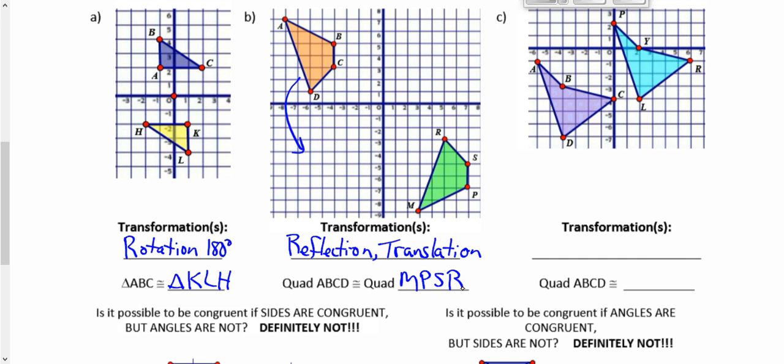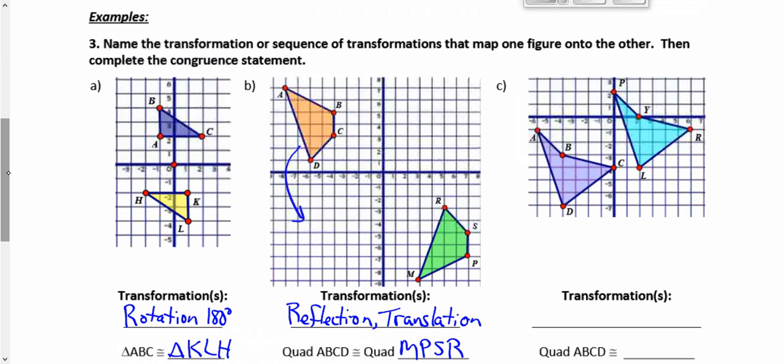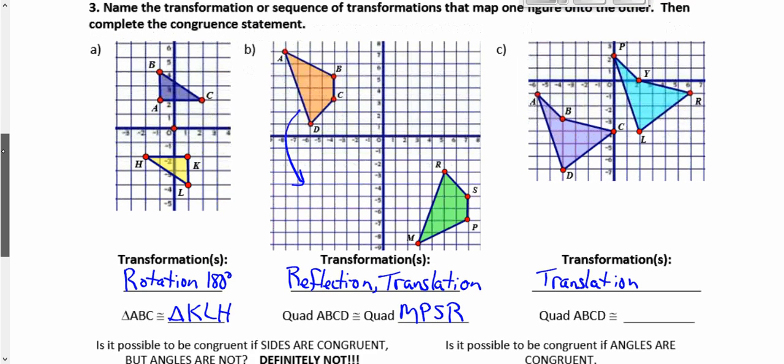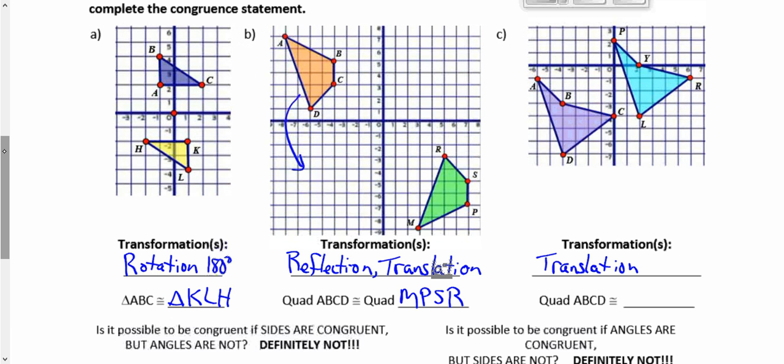Okay? And now we have these two, 1, 2, 3. Oh, those are quadrilaterals, aren't they? Yeah. Well, what transformation here? This is translation. That's all it looks like, right? So that's a translation. And ABCD would be congruent to what? PYRL. I'm blocking my letters. Yeah, PYRL. To quad PYRL. Oh, it does that. Okay?